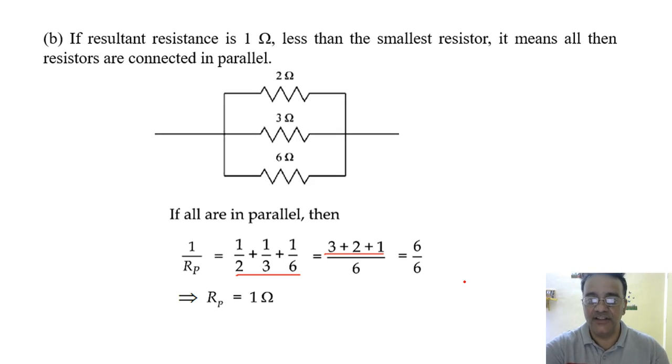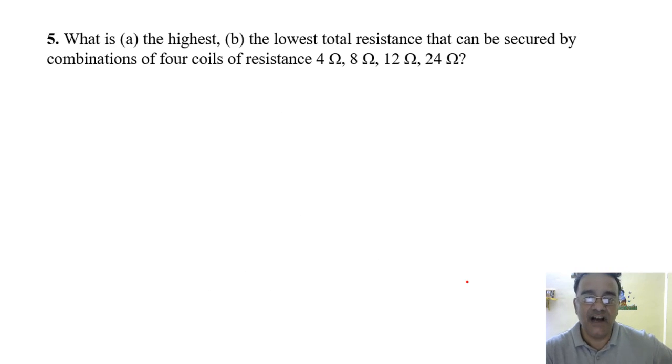Okay, so in this way you have to make the arrangement. Now let us move toward question number 5. What is the highest and the lowest resistance that can be secured by a combination of 4 coils of resistance 4 ohm, 8 ohm, 12 ohm, 24 ohm? So highest resistance हम लोग को तब मिलेगा जब हम लोग सबको सीरीज में कनेक्ट करेंगे.